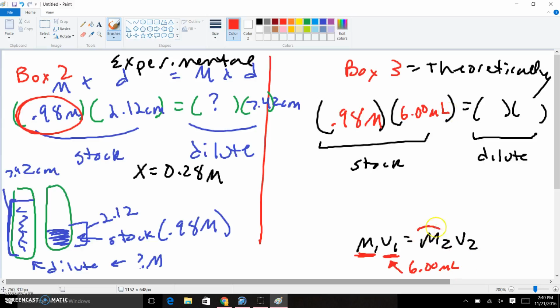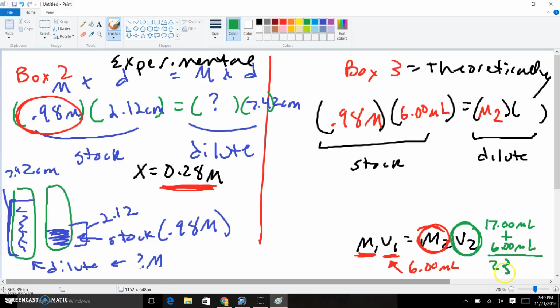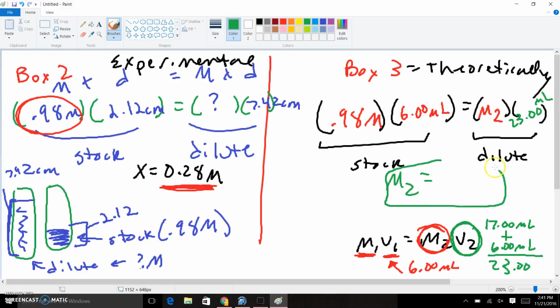And then on my dilute side, this is what I want to find, my M2. So I'm going to call that M2. Now, according to my lab, it should be 0.28, but I'm looking at what it theoretically should be. We know labs always have errors, so theoretically, if everything went perfectly, what should my molarity be? And then my V2 is the total volume that you had. Remember, I had you take 17 milliliters of water and add that to the 6 milliliters of the stock solution. So 17 plus 6 gets me 23 milliliters. 23.00 to be sig fig correct, so 23.00 milliliters. So that in the end I can calculate my M2 from here.